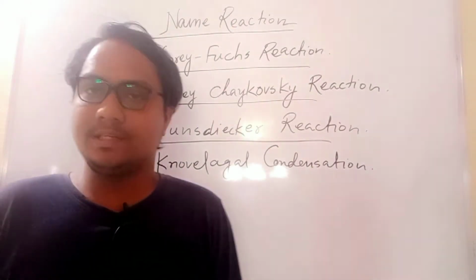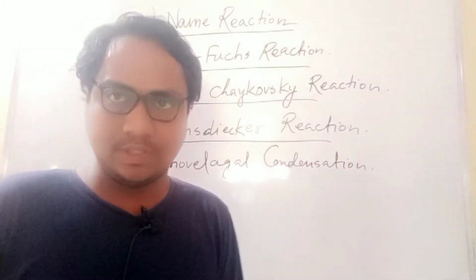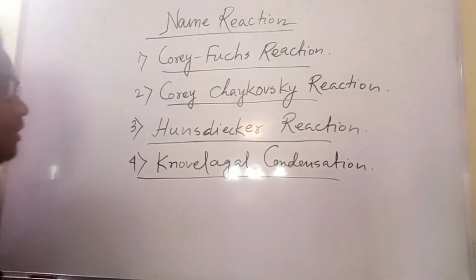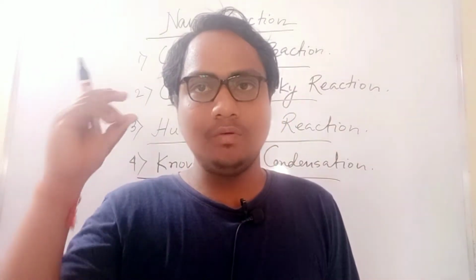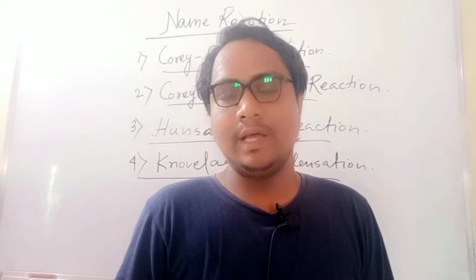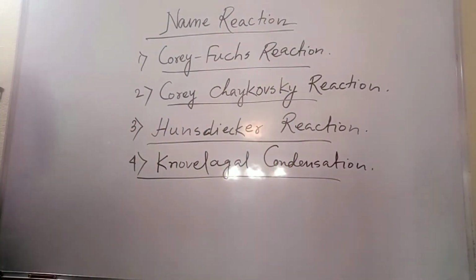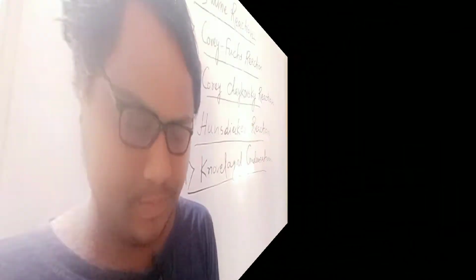The Hunsdiecker reaction is the generation of an alkyl halide from the silver salt of a carboxylic acid, and this is the Knoevenagel condensation. This is one of the important reactions for formation of alpha beta unsaturated compounds from aldehydes as well as active methylene compounds. So these are the 4 name reactions which are very important for your upcoming NET exam. So let's start one by one.